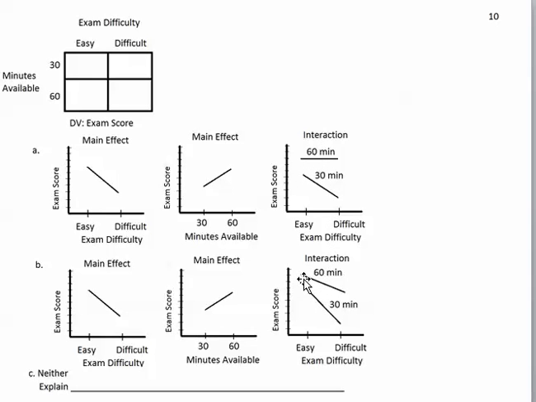If you think that the time-pressured group and the non-time-pressured group would both do more poorly on the difficult exam, but it would just be a more dramatic difference for the time-pressured group, you would choose B. And if you think that neither result would appear, circle C.